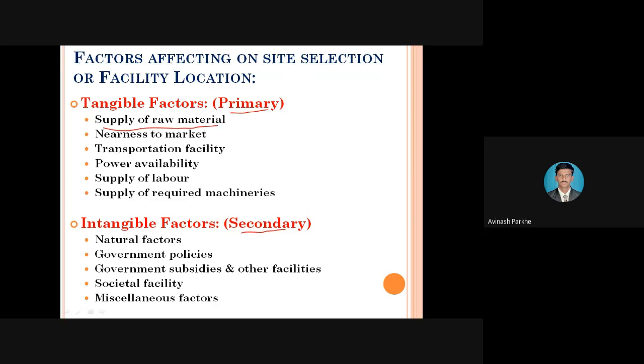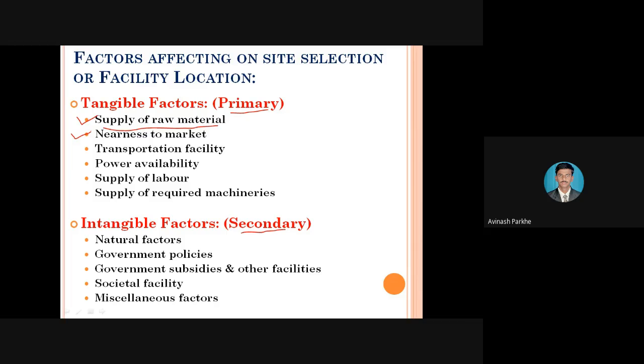What is our requirement? We have to convert the raw material into finished goods as per the customer requirements. So what is the first requirement of the tangible factor, the primary factor? That is the supply of raw material. Raw material will be needed in different forms. Maybe we are using different types of metal sheets, different types of woods, and other important materials, whatever is required in the industry. Therefore, supply of raw material plays a very important role under the tangible factor, and it falls under the primary concept. Okay. Then nearness to the market, a tangible factor.